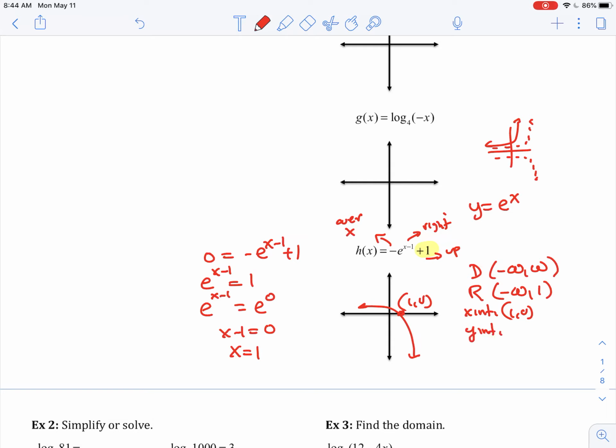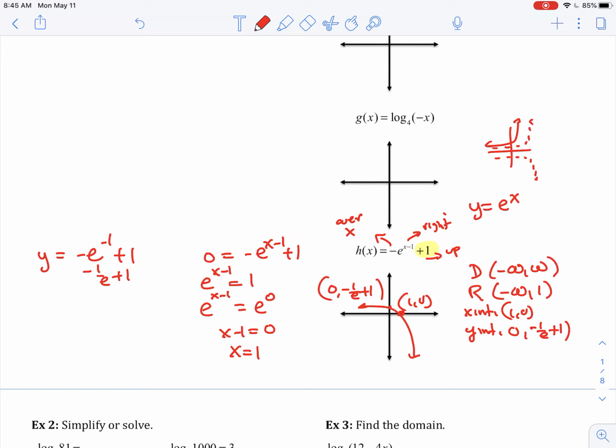And for y-intercepts, we know we always set x equal to 0. So if I set x equal to 0, I'm going to get minus e to the -1 plus 1, or basically, that is 1 over e plus 1. And we know e is 2.7, so around -1/3 plus 1 is going to be right around +2/3. But we will leave it exact at -1 over e plus 1 as our y-intercept.